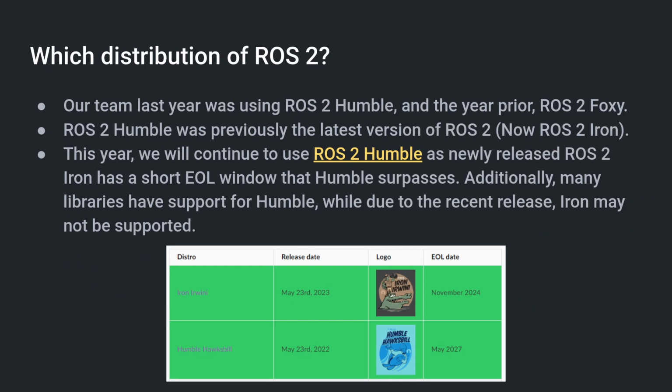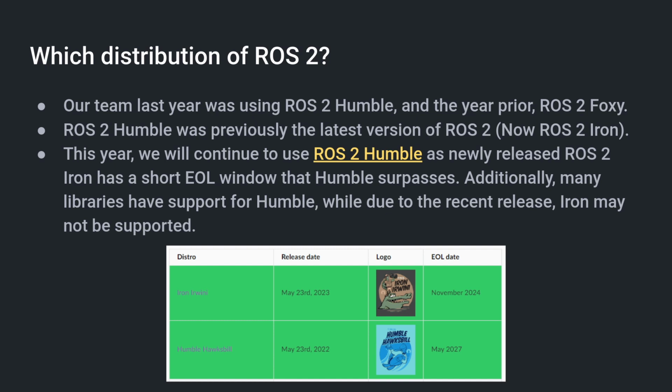So which distribution of ROS2 are we using? Last year, our team was using ROS2 Humble, and the year prior, we were using ROS2 Foxy. This year, a new distribution came out called ROS2 Iron, but we are going to stick with ROS2 Humble, as ROS2 Humble seems to be the LTS of ROS2 right now. Or an LTS, or a long-term support build.